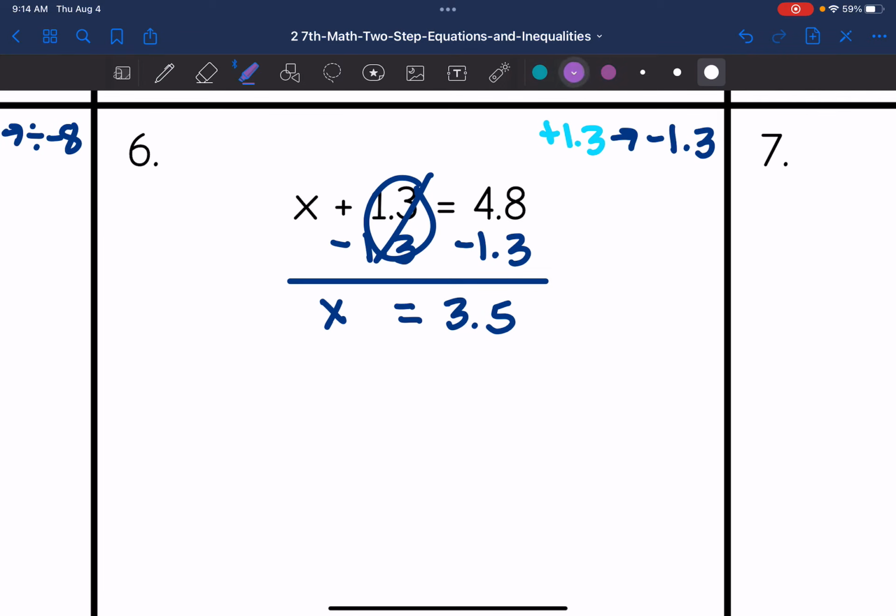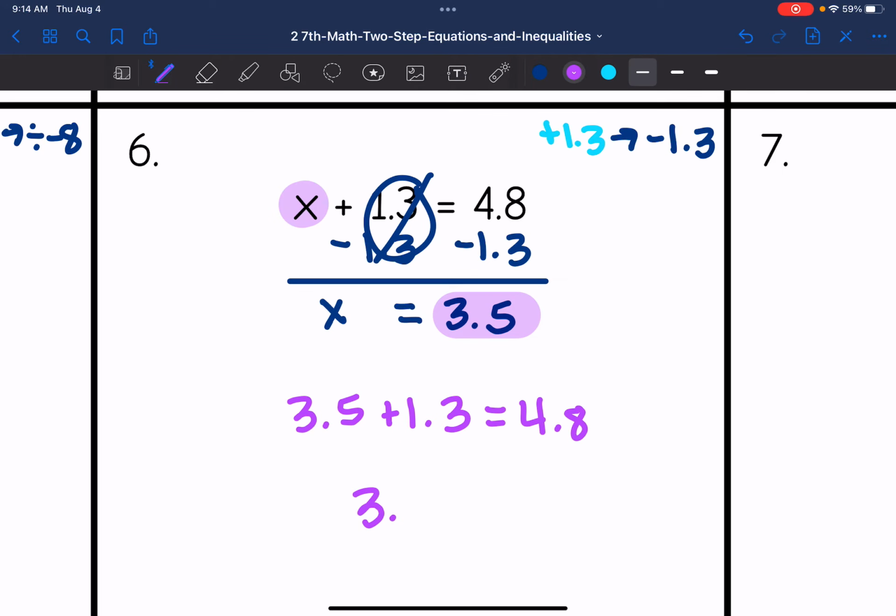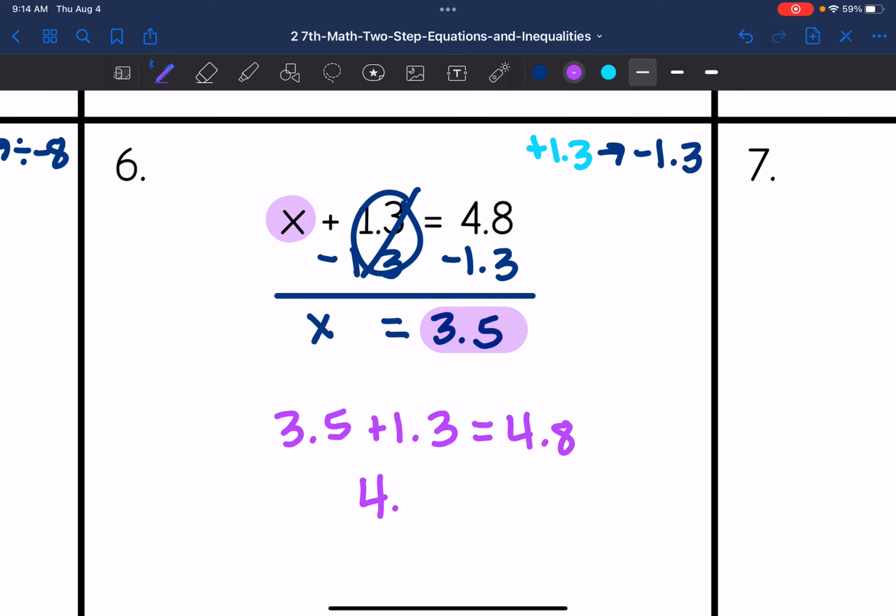And then the last thing I need to do is verify the solution. So I'm going to replace x with 3.5. So 3.5 plus 1.3 should equal 4.8. 3.5 plus 1.3 is 4.8, so I get 4.8 equals 4.8, which is true, so that means x equals 3.5 was the correct solution.